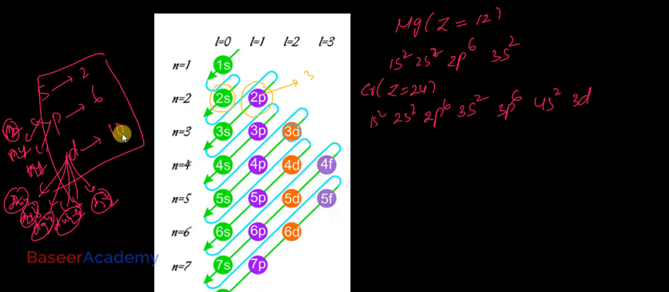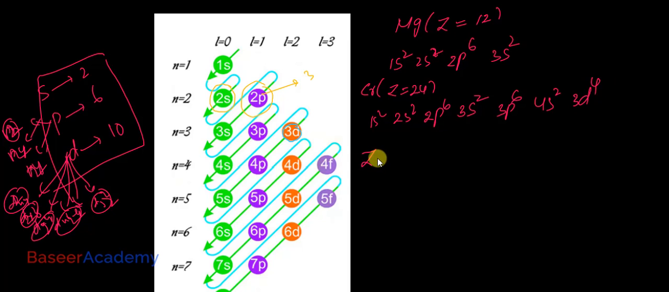D can have a maximum of 10 electrons. But how many electrons are remaining now? 2 plus 2, 4, 4 plus 6, 10, 10 plus 2, 12, 12 plus 6, 18, 18 plus 2, 20. 20 orbitals, 20 electrons are already occupied. So only 4 electrons are remaining. So 4 electrons will go into 3d orbital.